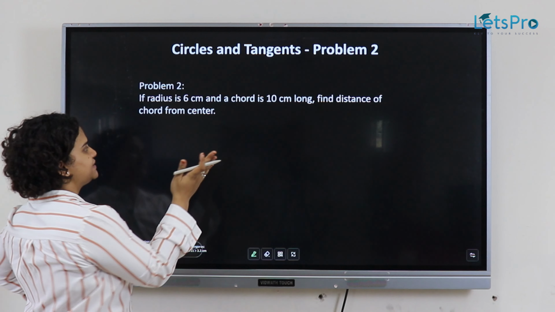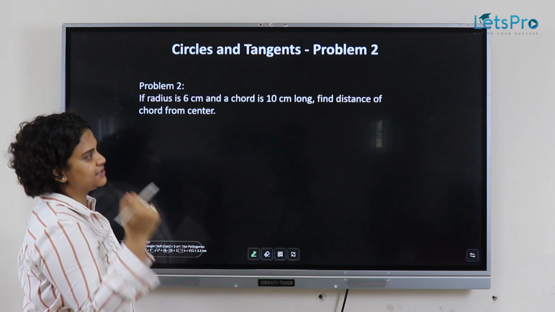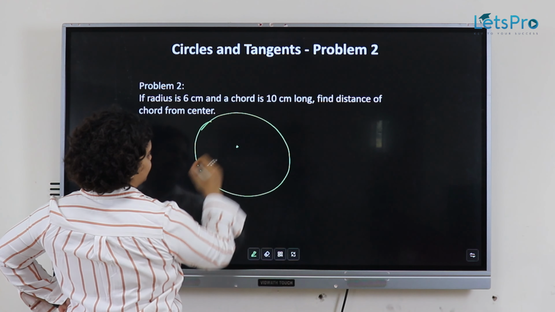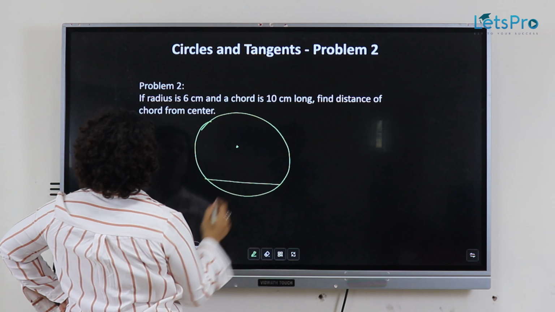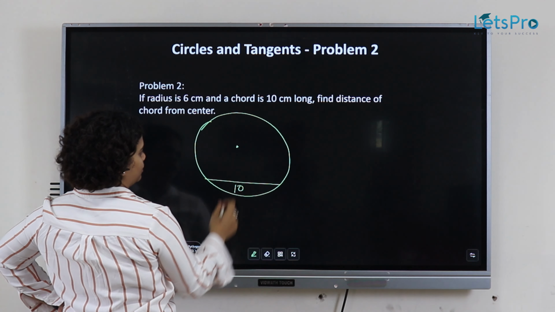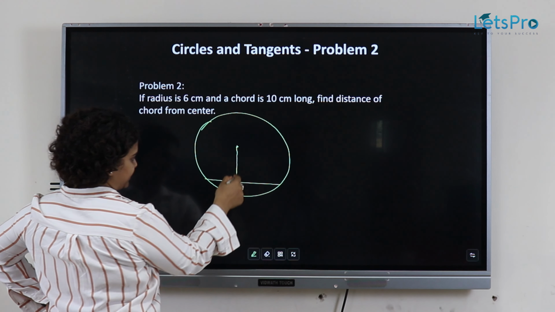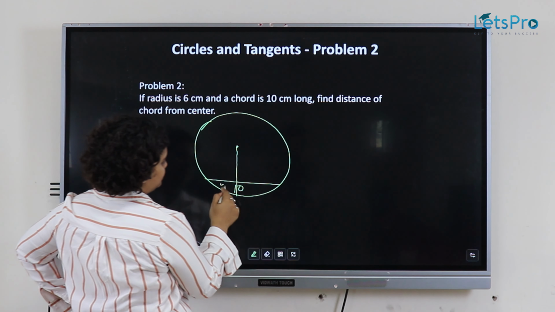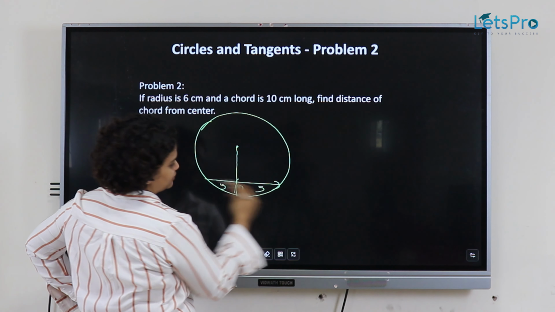It says if the radius is 6 centimeters and a chord is 10 centimeters, find the distance. Now all you have to do is, see, there is a center here, there is a chord here. The chord is 10 centimeters long, and this will touch here. If it crosses here, it will cut it exactly into halves. So this will be 5 and this will be 5. We will make use of this part.